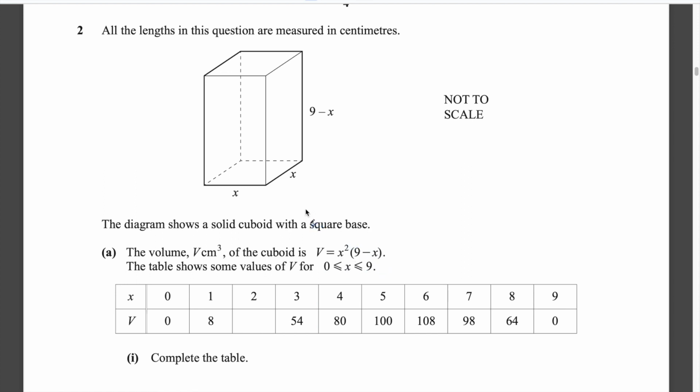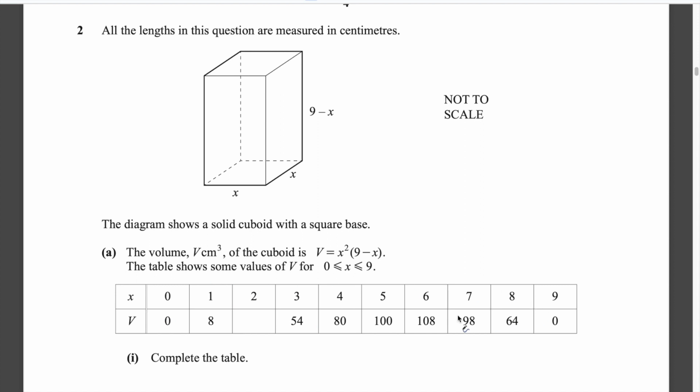You already know that the volume of a cuboid is length times width times height. So x times 9 minus x, which becomes x squared times 9 minus x, giving you the volume of this solid cuboid. The table shows some values of V for x between 0 and 9 inclusive.